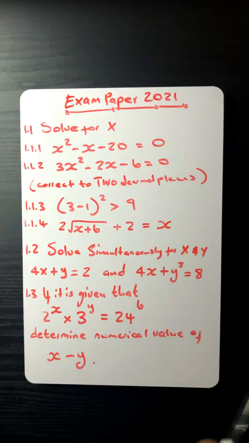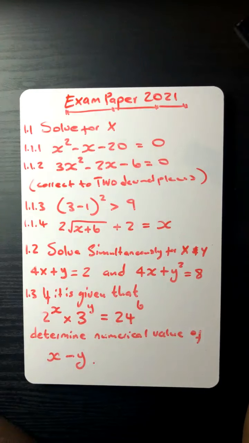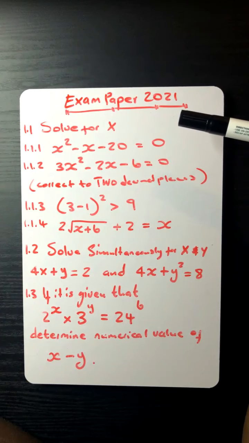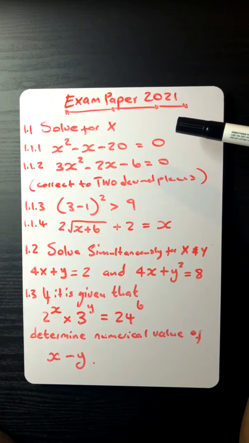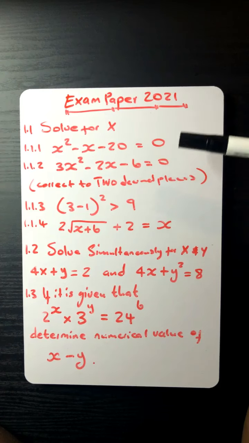So guys, let's have a look at the exam paper of 2021, which is last year. This was a May-June exam paper where we've got question 1, which is solve for x. So normally in mathematics, especially for grade 10, 11 and 12 learners, you're most likely to be given question 1 as solve for x. And these are the type of questions which the examiner might want you to solve.